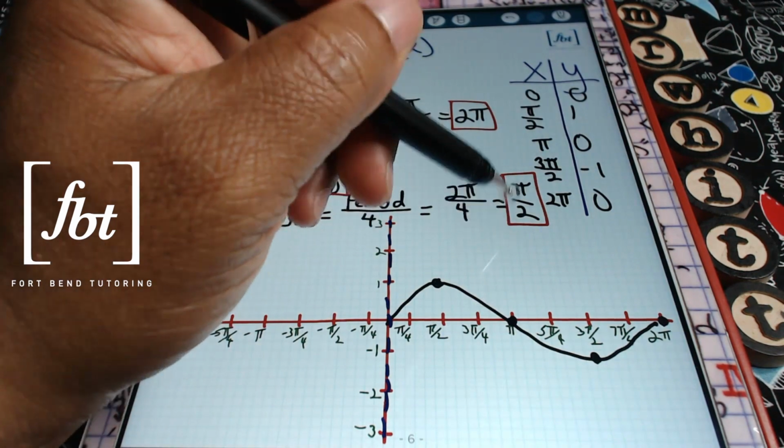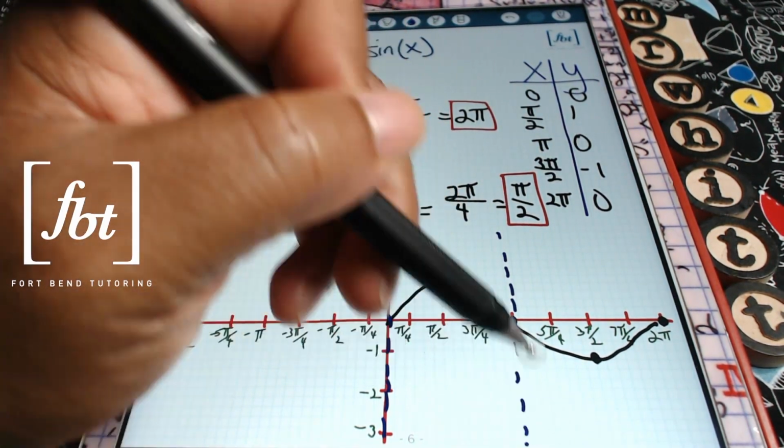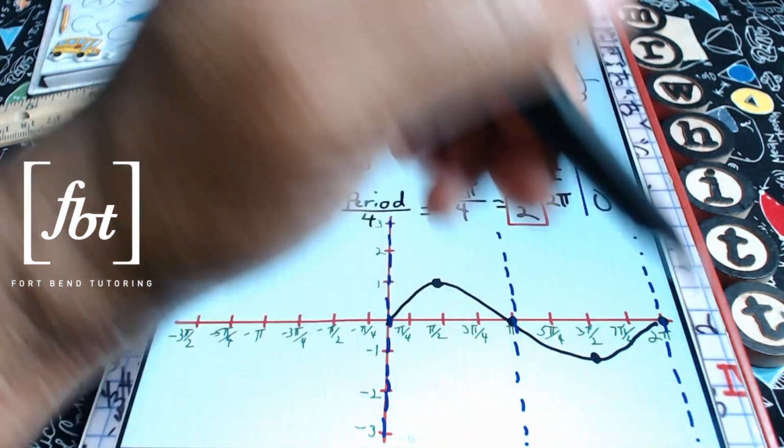So I'm going to continue with a vertical asymptote at pi, and that's going to give me a vertical asymptote right here. Okay, then I'll also have a vertical asymptote at 2 pi. All right, there we go.